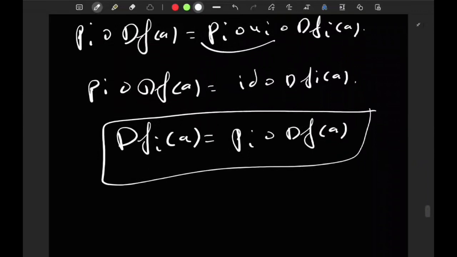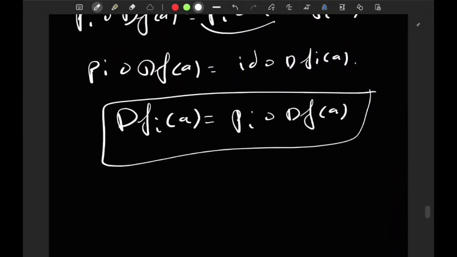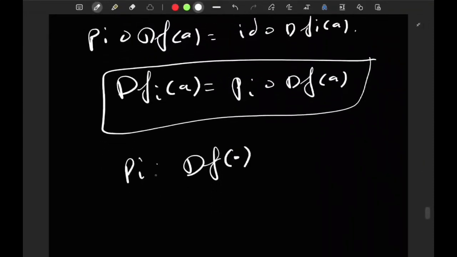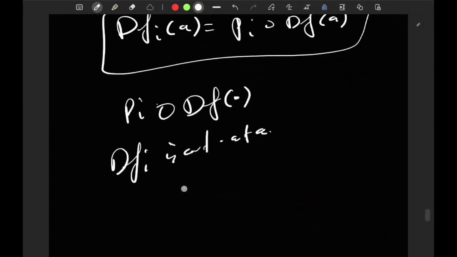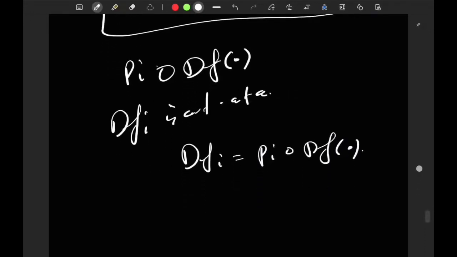And then from here you can do a similar argument to what you did above to prove that pi has the same desired properties as the ui, and the df at A, or let's call it df of dot, when you compose these two, you're going to do the same argument as above to conclude that dfi must be continuous at A. You just write dfi is equal to pi composed with df of dot, and you just replicate the argument you did above.